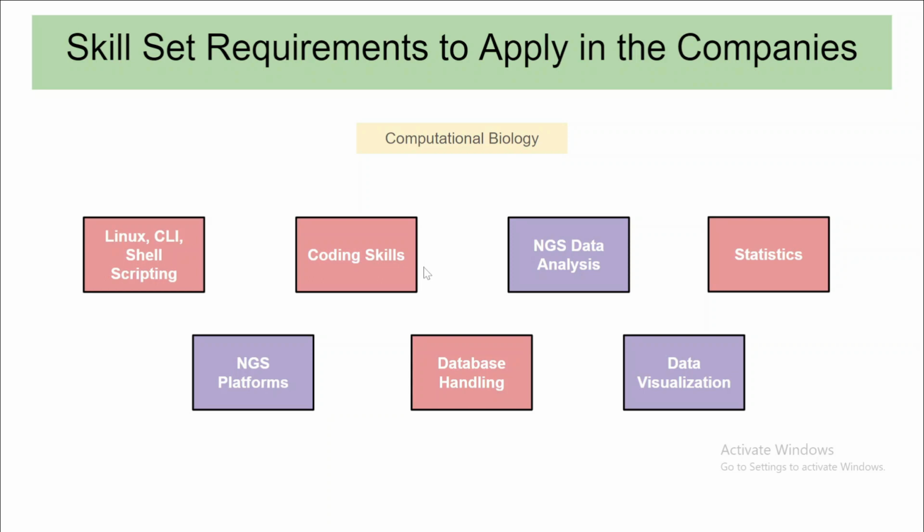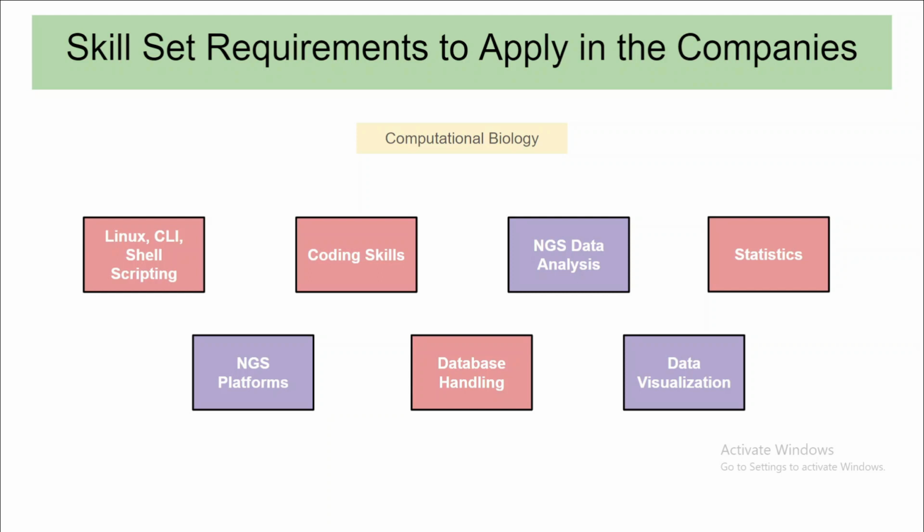NGS data analysis means the data coming from high throughput sequencing. There are different kinds of data: RNA sequencing data, single cell data, spatial data, whole genome sequencing data, metagenomics data. These kinds of data come under the NGS category. The next important domain is statistics. Statistics is very important because you have to perform different tests like hypothesis testing, t-testing. Are you aware of p-value, q-value, how to do correlation and regression tests? These come under the statistics domain.